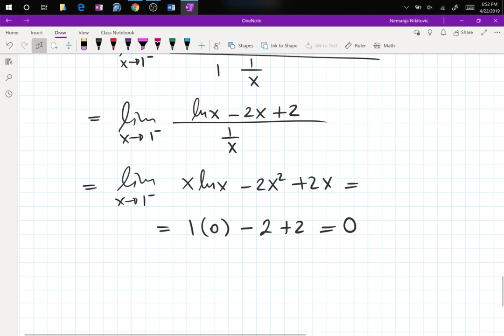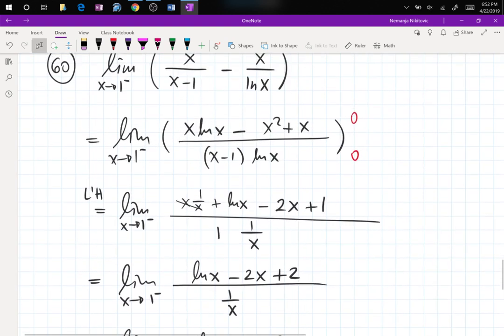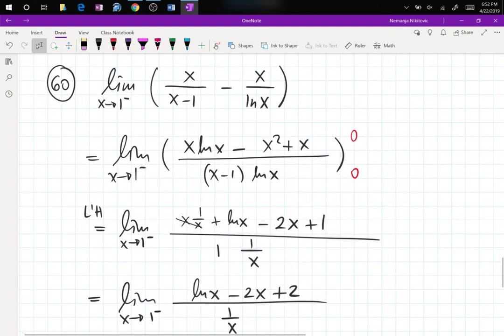Well, Wolfram is giving negative 1/2, which is what Desmos gives. Negative 1/2. I don't see where the negative 1 is coming from. Can anyone find the mistake? Because I can't. I can't find the mistake.